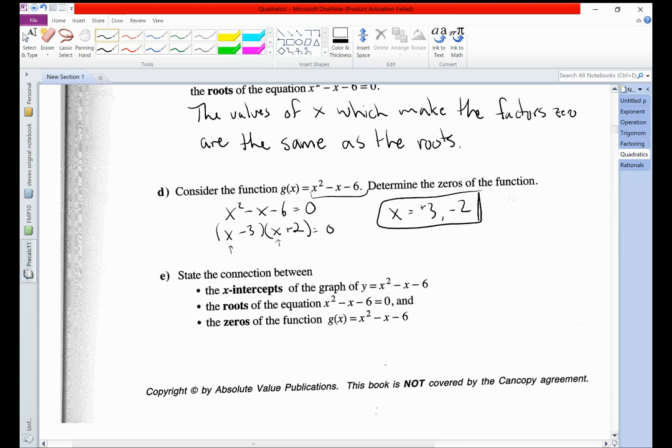So it says here, state the connection between the x-intercepts, the roots, and the zeros. So these are all the same. You're talking about the same things if you're talking about the x-intercepts, the roots, or the zeros. And I think that's the whole point of this lesson, that the x-intercepts, the roots, and the zeros, you're talking about the same thing. They're all the same.